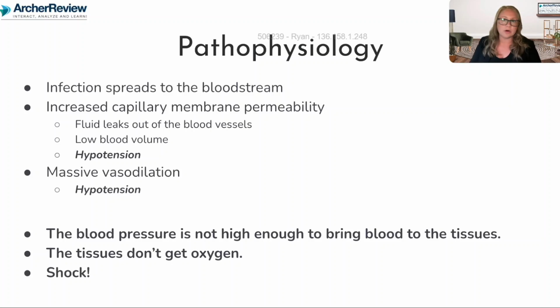So you've probably heard septic shock, septic shock. It's a type of distributive shock. The cardiovascular system is unable to distribute blood to the tissues. It is unable to perfuse the vital organs. Nothing's getting oxygen. Shock. Okay, what's this client going to look like?